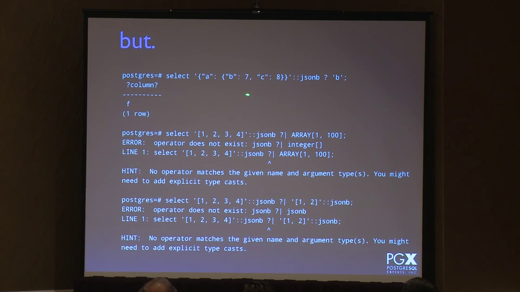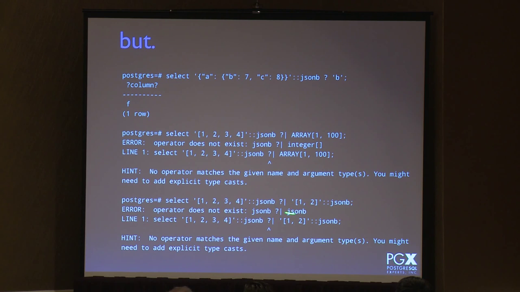But is B in there? No, it's not, because, again, it only works at the top level. Let's cast this array to JSONB. We have a JSON array here, and array 100. Oh, wait, no, it only works on keys, and keys can't be integers in JSON. Okay, that's a shame.